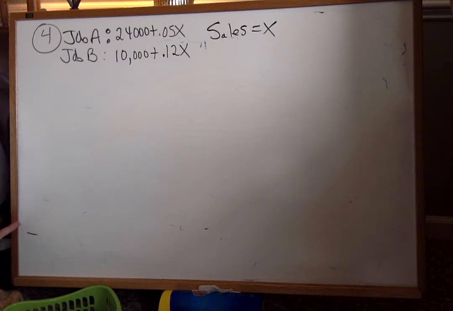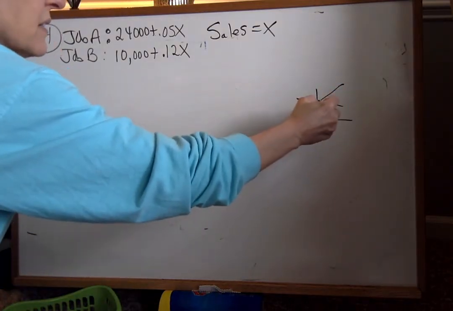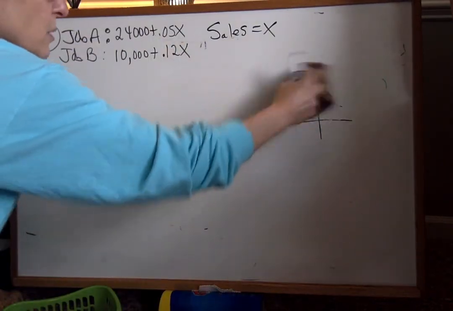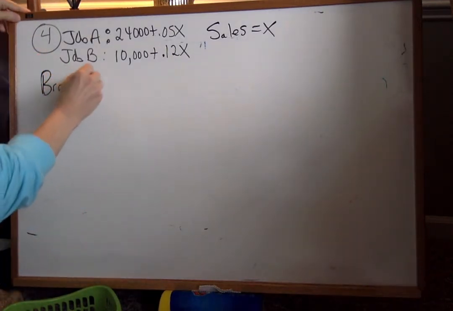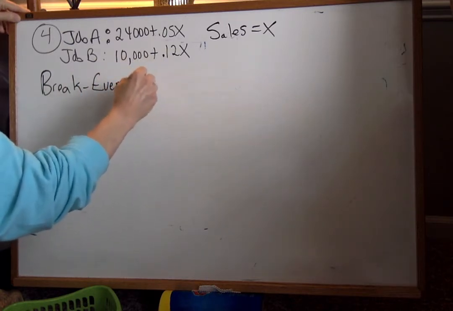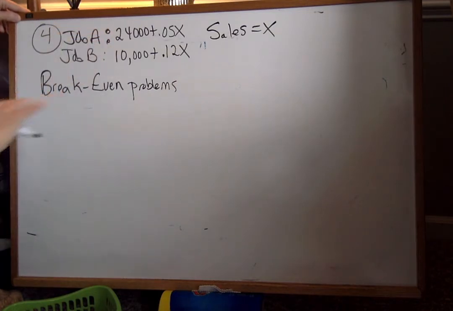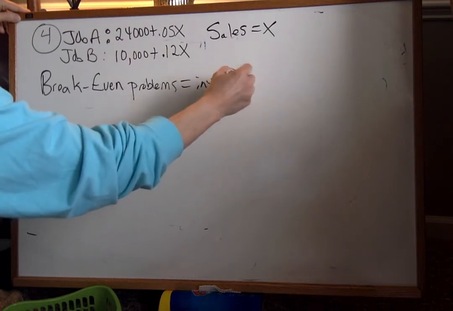How much would you have to sell? So they're asking for the sales, right? To earn the same amount. Remember when we were talking graphically on that first day, we talked about the intersection. It would have the same value? That's what we're talking about here. So a lot of times these are called break-even word problems, which is at what sales are these two jobs the same, where you're breaking even? It's basically just the intersection.